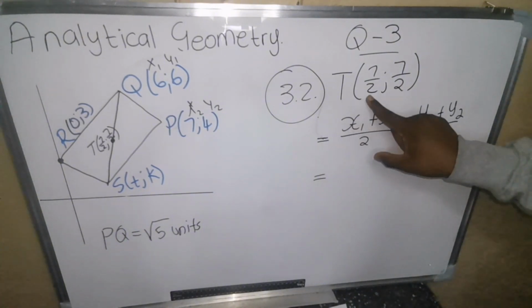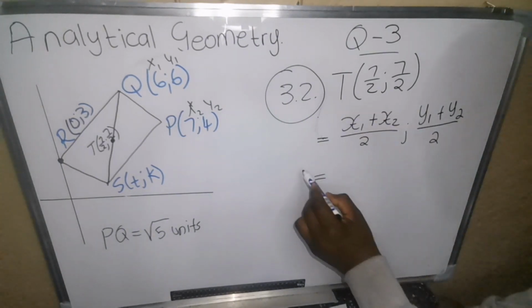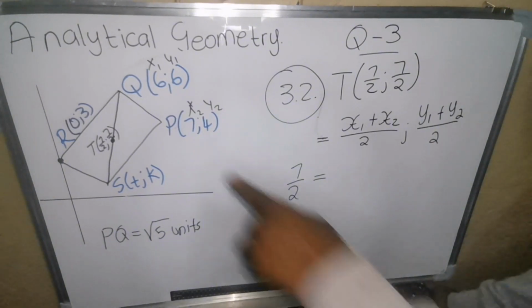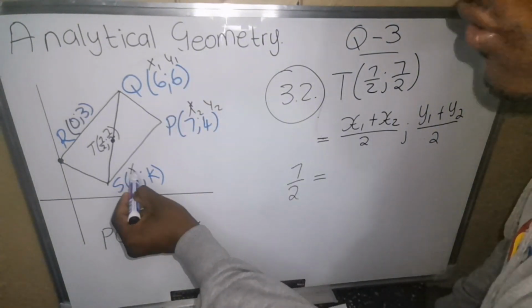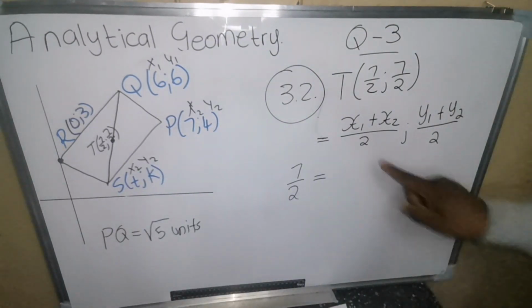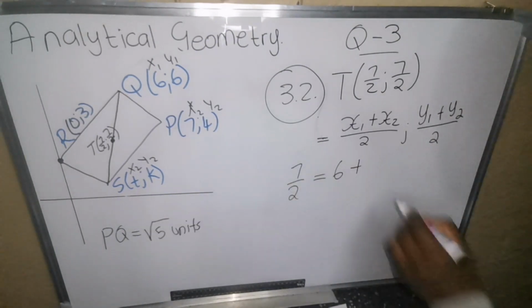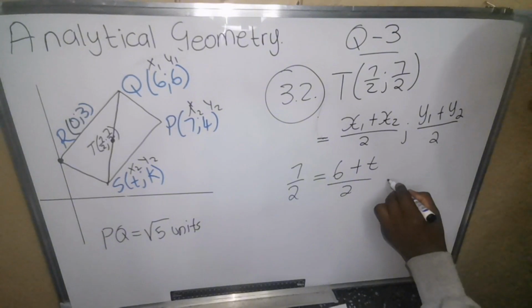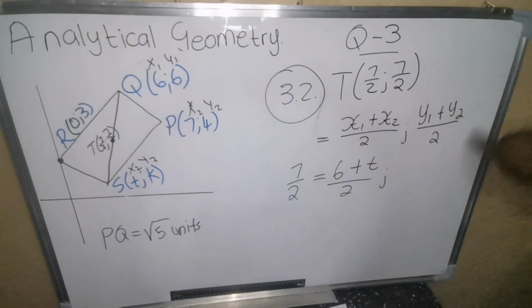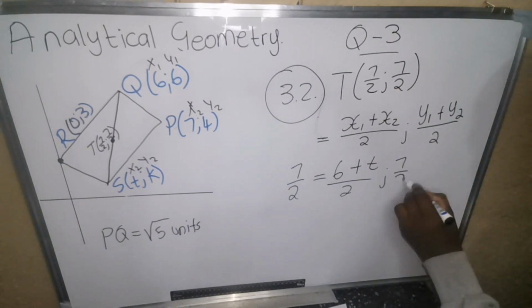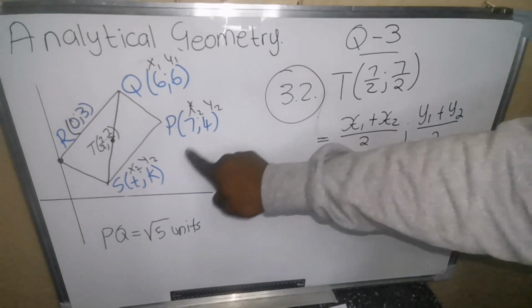For the x, 7 over 2, this is the x coordinate. Therefore, you're going to put this x coordinate on the side of the x's. So it's 7 over 2 is equal to, we can label the coordinates. Here we have labeled x1, y1. It's going to be x2, y2. And x1 is 6 plus x2 is t, plus t over 2. On the y side, you take the y coordinate, which is 7 over 2 again. You're going to say 7 over 2 is equal to your y1.